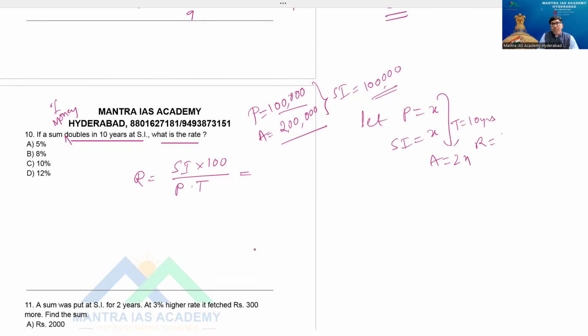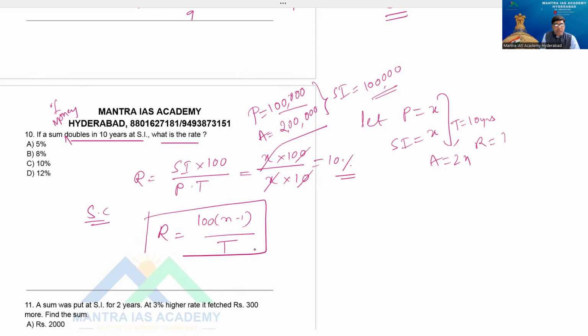And the question is rate. Apply the same thing. SI value, you simply say X into 100. Principal also X. Time is 10 years, beta. X cancel. 0 cancel. So rate is 10%. This is a general procedure. Now I'll show the simple shortcut method. Whenever we have this NTR, called number of times and the time and the rate, R is equal to 100 into n minus 1 by T, my dear. This is a shortcut formula.